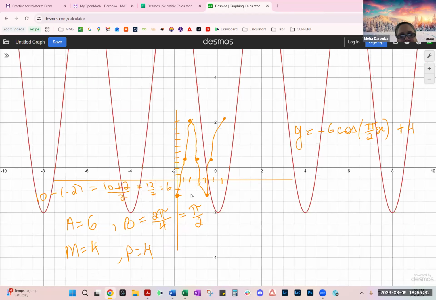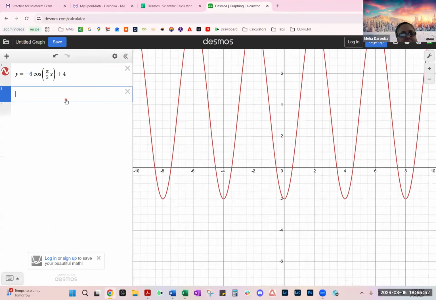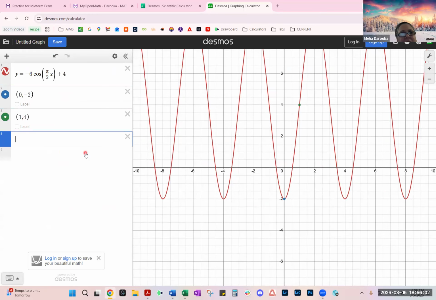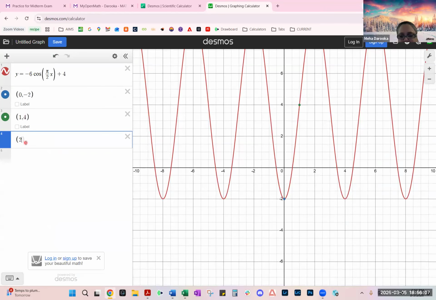Okay, so just for our problem right now, I'm going to go ahead and delete the writing. So we should be at 0, -2. That looks good. At +1, we were at 4. Okay, this is not working. 0, -2 falls on our graph, so that looks good. At +1 and 4, that looks good. What were our other points? 2, 10.